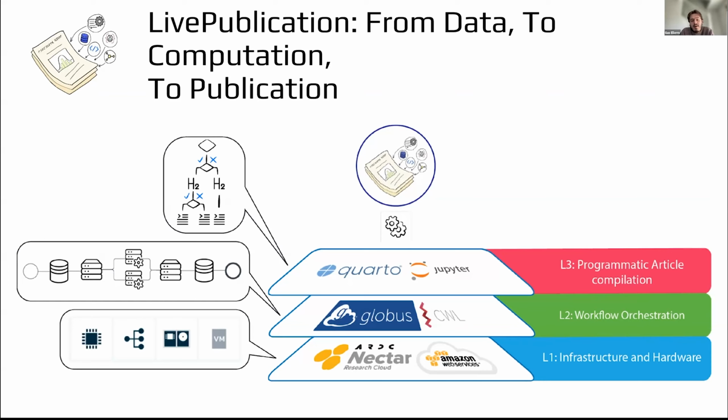For this presentation, I'm going to be focusing on some of the work that we've done with Globus Compute and Globus Flows within these workflow orchestration layers, and how we can containerize information from the execution of these systems for embedding and decision-making in the programmatic article layer.